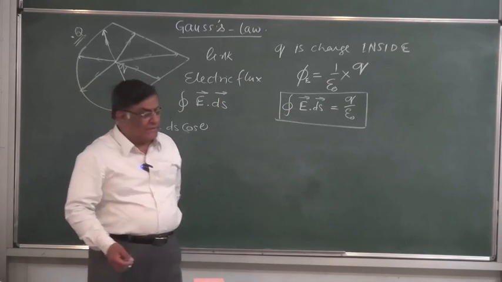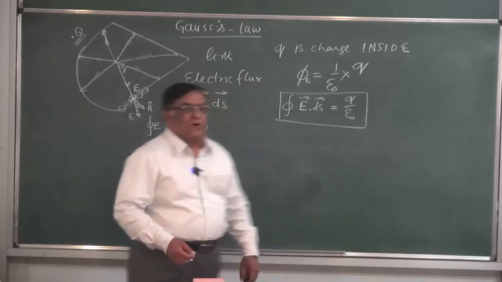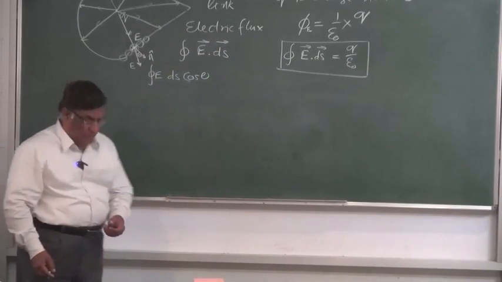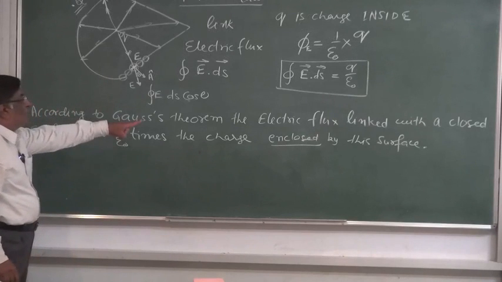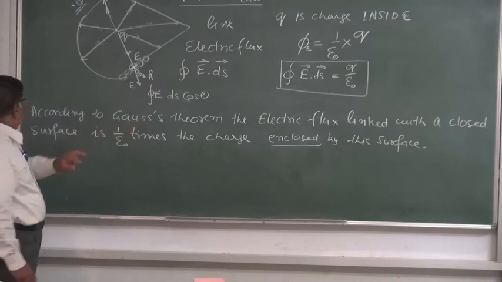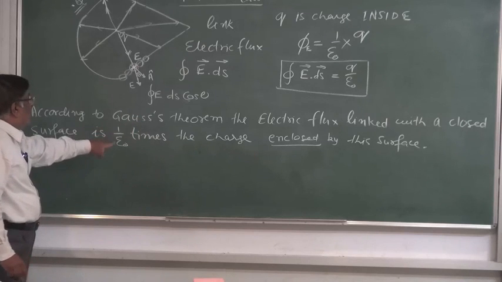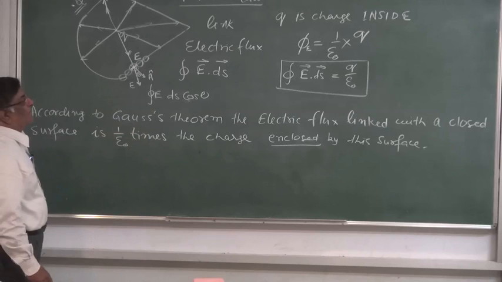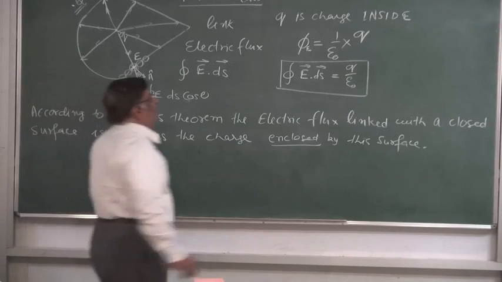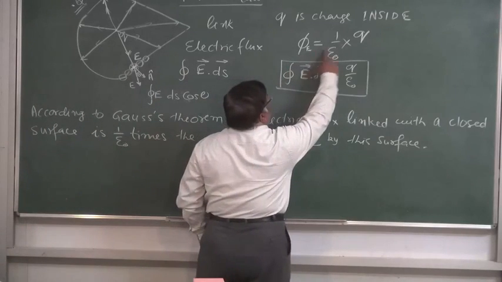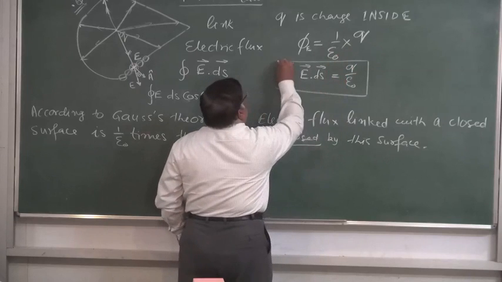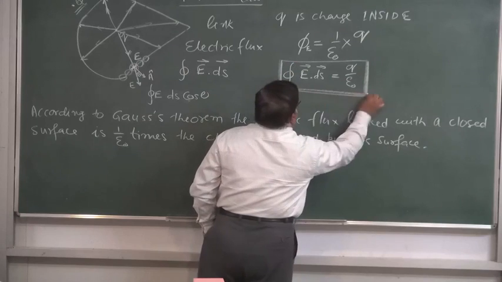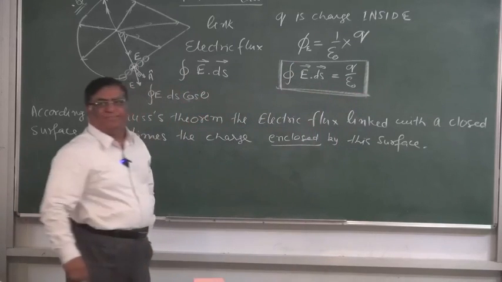Now we can write it in words. According to Gauss theorem, the electric flux linked with a closed surface is 1 upon epsilon naught times the charge enclosed by the surface. And there are two equations we use for this. One is phi is equal to Q upon epsilon naught, and the detailed one is this. So remember, this is Gauss theorem.